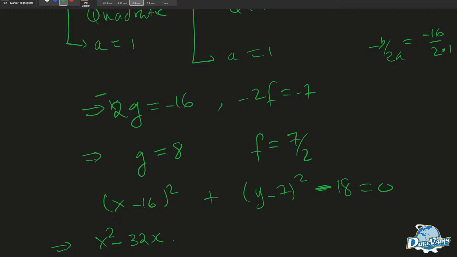Oh, beautiful. 16 times 16 will give us 256. Have you seen that? So this will be this equation, and this will be y squared minus 14y. Then this will be 49 minus 18 is equal to 0. So you see what we have done.